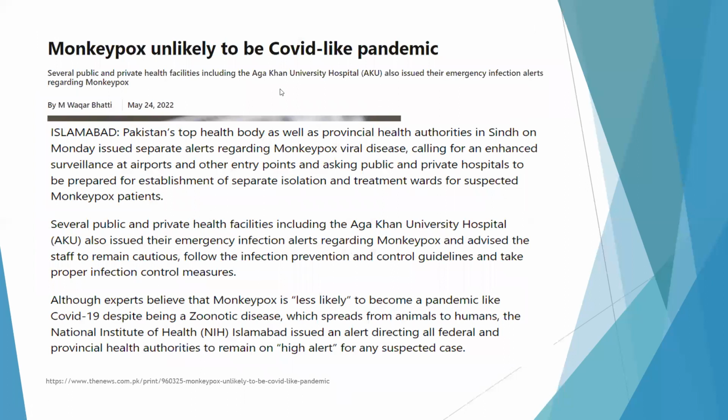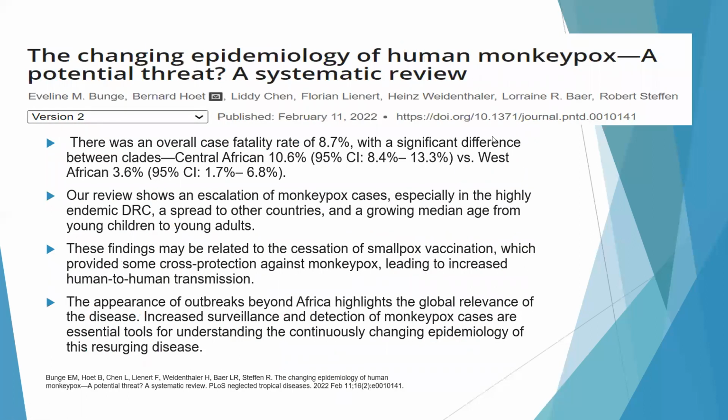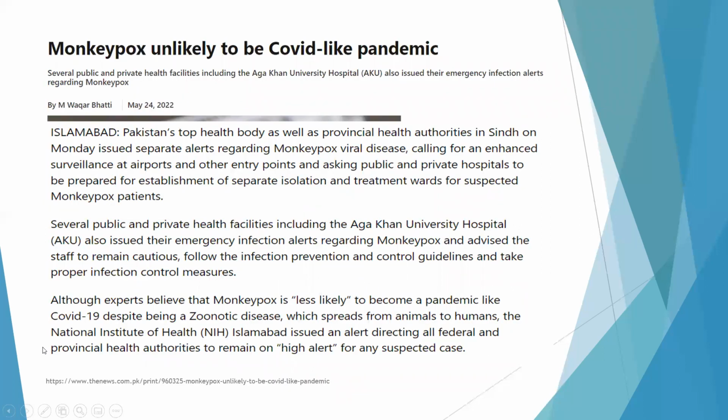So, a few recent updates. Monkeypox is unlikely to be a COVID-like pandemic. What this article says is that Islamabad has issued a high alert situation in Pakistan, and several hospitals are collaborating and updating the prevention and control guidelines. The experts also believe that monkeypox is less likely to become a pandemic like COVID-19, despite being a zoonotic disease. But still, there has been a high alert.